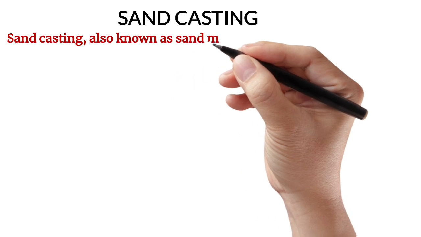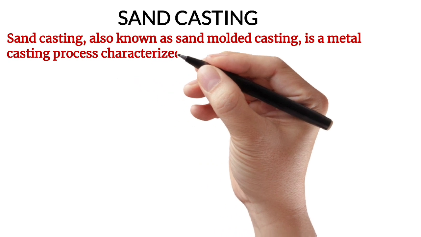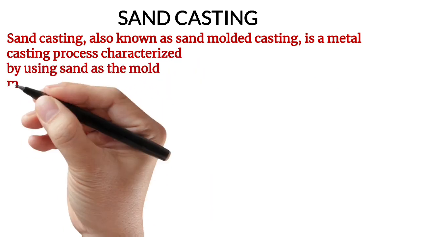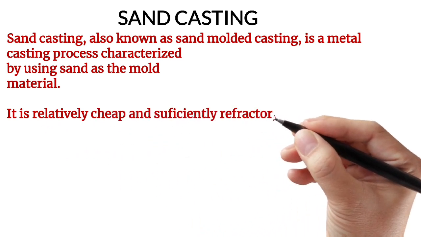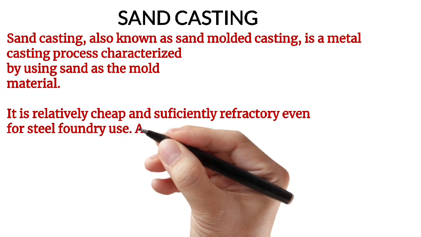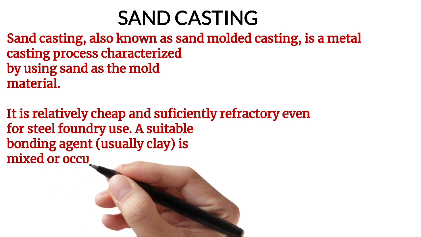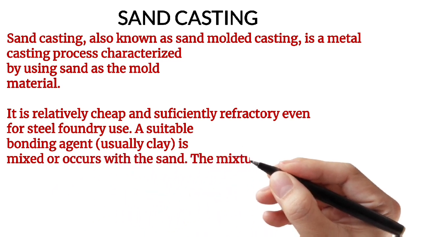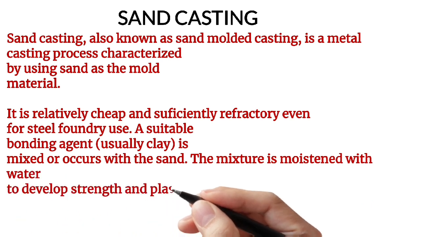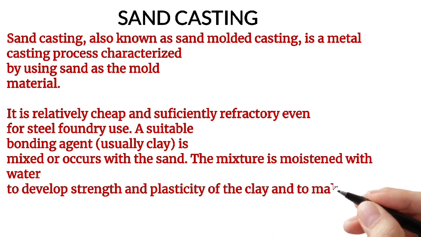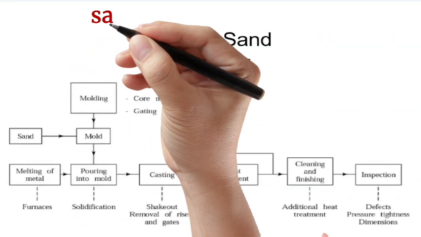Sand casting, also known as sand molded casting, is a metal casting process characterized by using sand as the mold material. It is relatively cheap and sufficiently refractory even for steel foundry use. A suitable bonding agent is mixed or occurs with the sand. The mixture is moistened with water to develop strength and plasticity of the clay and to make the aggregate suitable for molding.